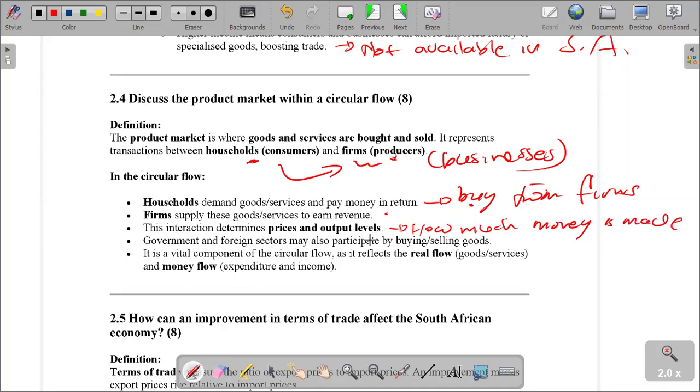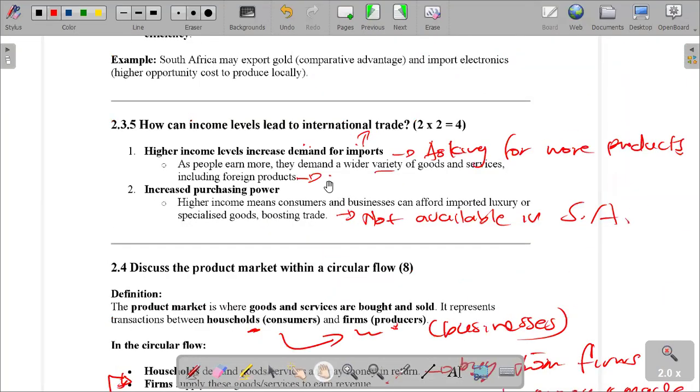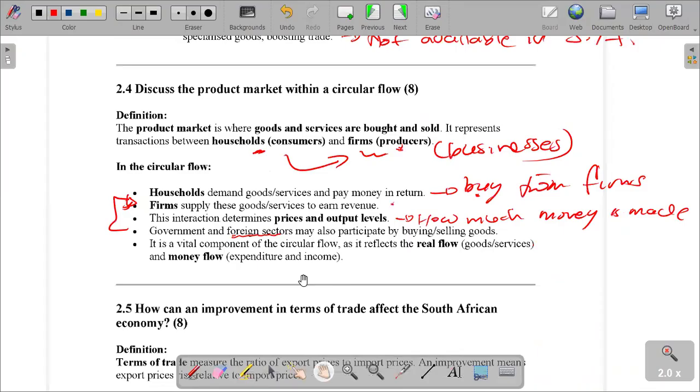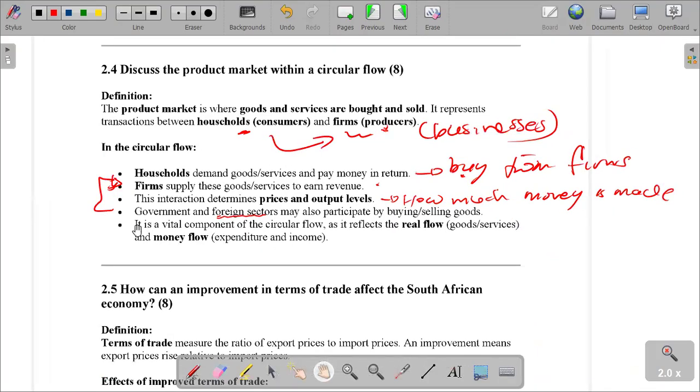And then government and foreign sectors may also participate by buying or selling goods and services from the firms. Remember, when we talk about the foreign sector, we talk about foreign exchange, or rather international trade. This is where international trade comes in. So let's put it here, the foreign sector, where countries exchange goods and services. That becomes part of the foreign sector. And now lastly, this is a vital component.